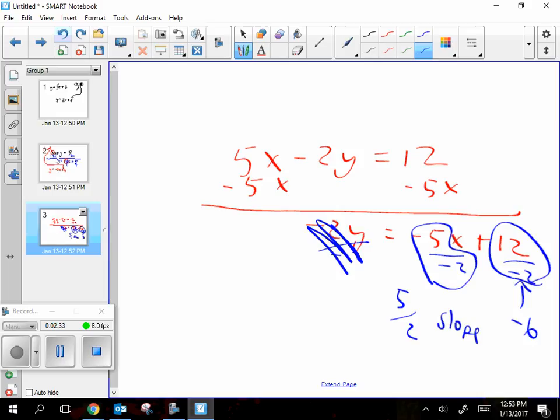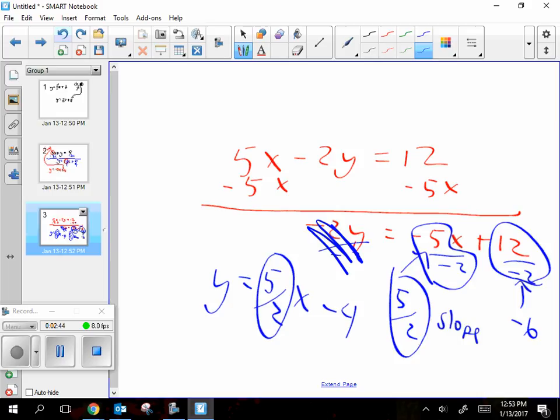If I wanted something parallel to that, I'd use that same slope. 5 over 2 x minus 4, for instance. That would be parallel to it because it uses the same slope as that. It has a different y-intercept. That makes sure it's a different line.